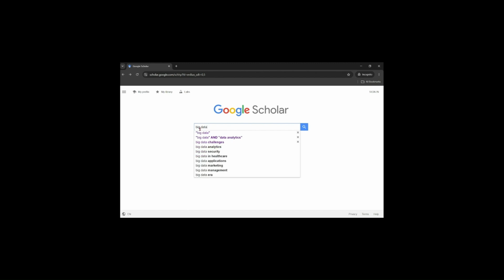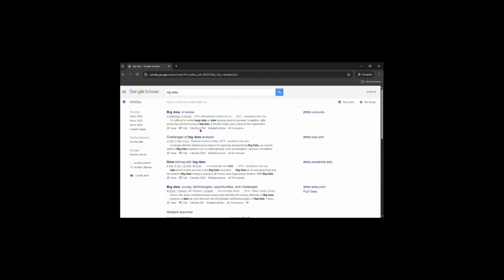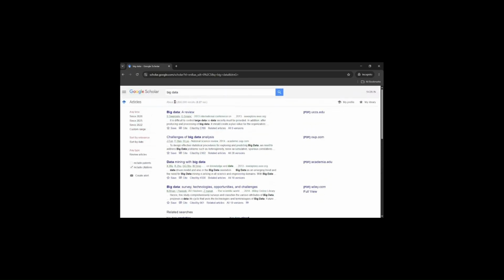This gives us a broad range of results because Google Scholar is searching for the individual words big and data. Although this can provide a large amount of information, not every result will necessarily focus on big data as a specific research topic. Some papers may contain the word big and the word data in different parts of the paper without specifically discussing big data. This means that we may have to go through a large number of results to find the studies that are actually relevant to our literature review. The number of results shown here is over 11 million.